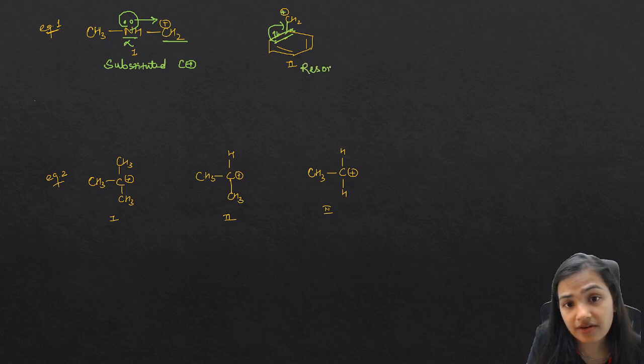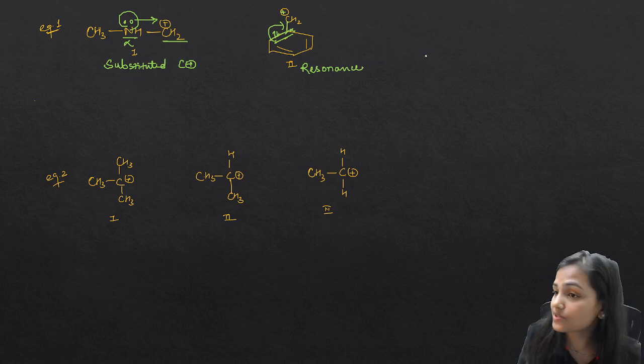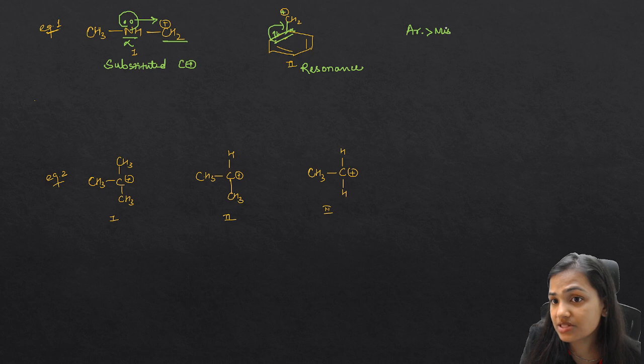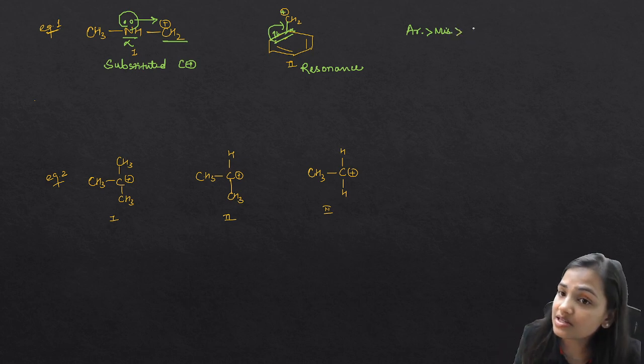So here I can have the resonance, I can have the resonating effect. Okay, so what was the order? The order was aromatics are more stable, then comes your miscellaneous. Okay, after miscellaneous there were 7, no? So after miscellaneous, what was there?